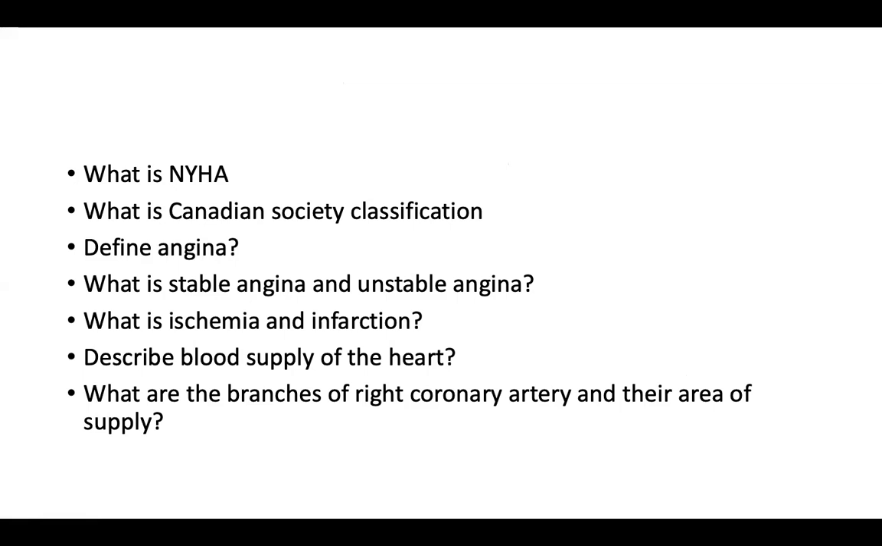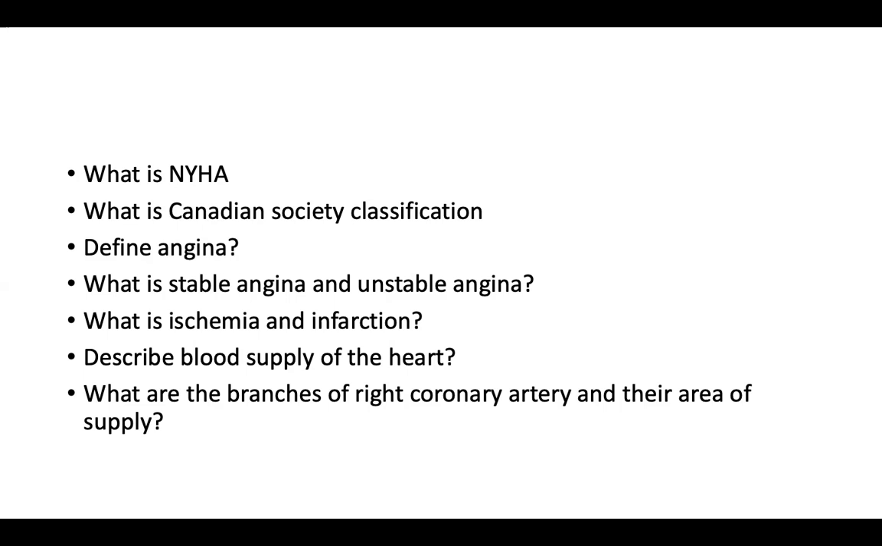So what are the main branches of the right coronary artery? You are telling about one branch, posterior descending. What is the other branch? The right ventricular atrial branch and the marginal artery and the posterior descending artery, sir. Posterior descending artery, and then posterior left ventricular artery. Yeah. So these are the two branches of the right coronary artery.